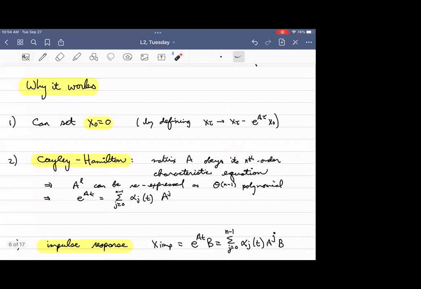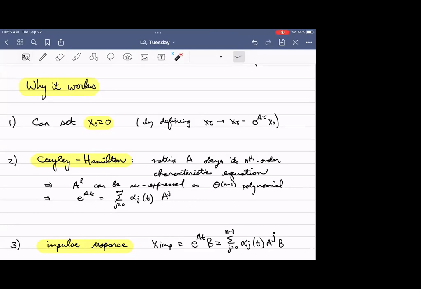The first thing is we can always set the initial condition to be zero, because we can just displace our coordinate so that it's starting at zero, a coordinate displacement. Just to remind you of the Cayley-Hamilton theorem, sometimes called the Hamilton-Cayley theorem: a matrix obeys its own nth order characteristic equation.